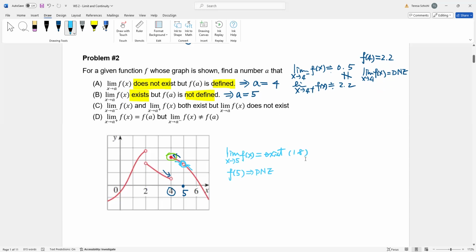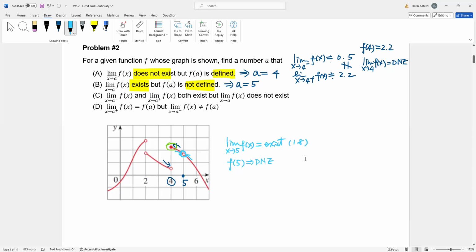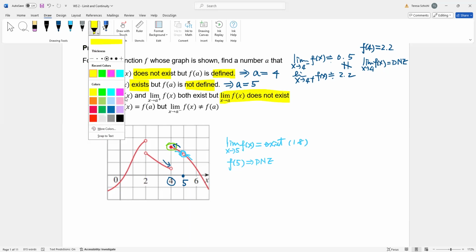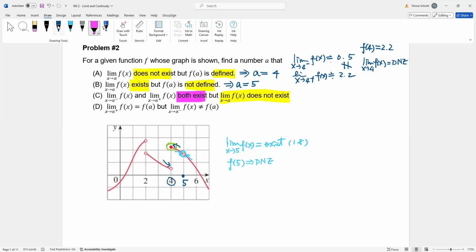All right. So number C here, they tell you the limit as x approaches a from the left-hand side, both of them exist, but the limit here does not exist. If you take a look at our definitions here, both of these exist, but the limit did not exist.